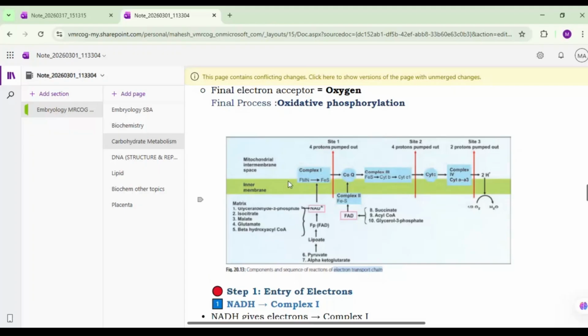Now, what is the role of complex 1? It will accept NADH. NADH will come through this gate, then FADH will come from this particular gate. So what is happening?